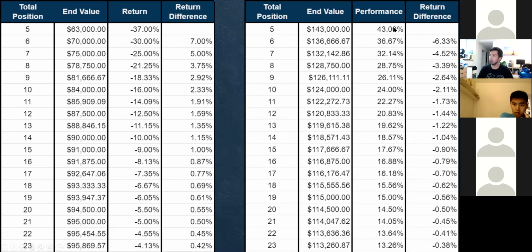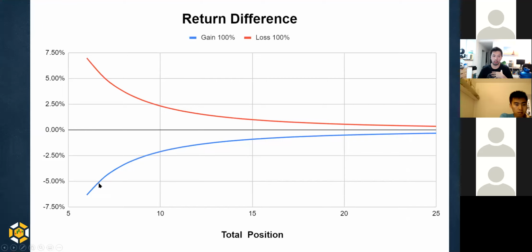So here we're plotting, in terms of the blue line, the stock that gains 100%, and the red line, which is the stock that lost 100%, right?